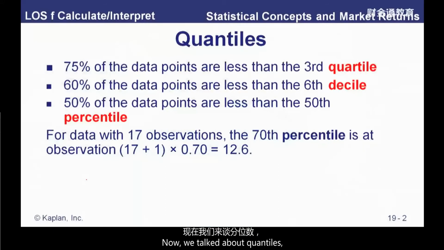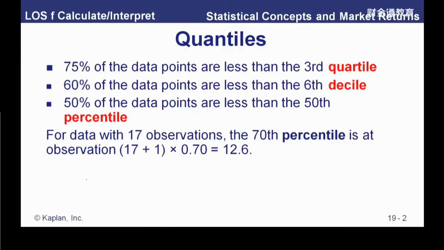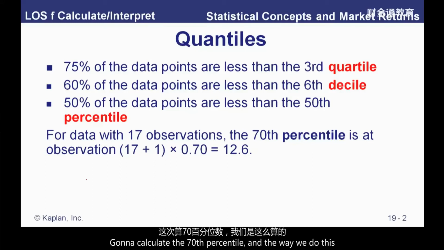Now, we talk about quantiles or quartiles, which are 25%, decile, that's 10% increments. And 50% of the data points are less than the 50th percentile. Well, the 50th percentile sounds just like the median, right? So let's look at some data with 17 observations and calculate a percentile. We're going to calculate the 70th percentile.